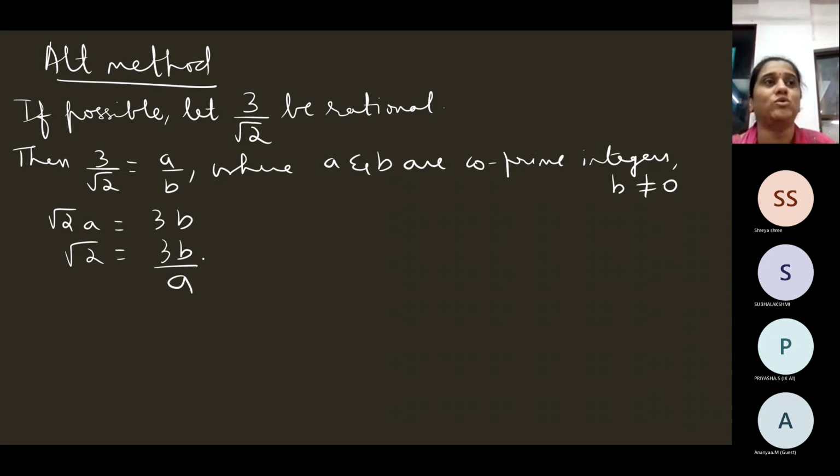But on the other side, root 2 is irrational by the theorem. How can you have an equation? It's an equation, that means both sides are the same. But here we have rational on one side, 3b by a, and root 2 irrational on the other. And it's an equation. So this is not possible. The situation cannot happen. And why has it happened? Because of an incorrect assumption. Therefore, it cannot be rational, so it's irrational. This is the other method. All right.